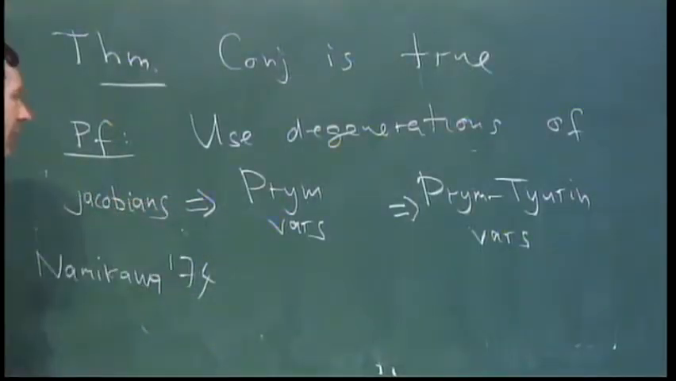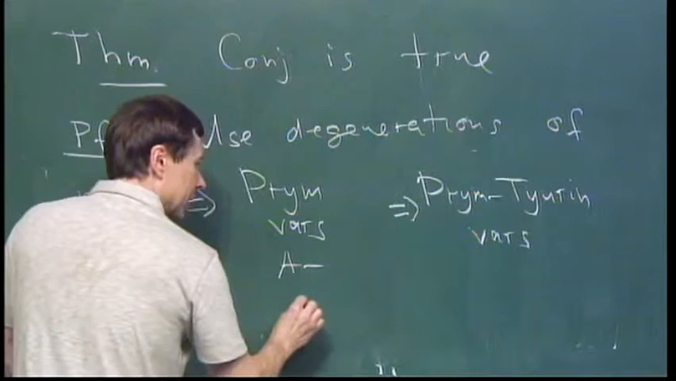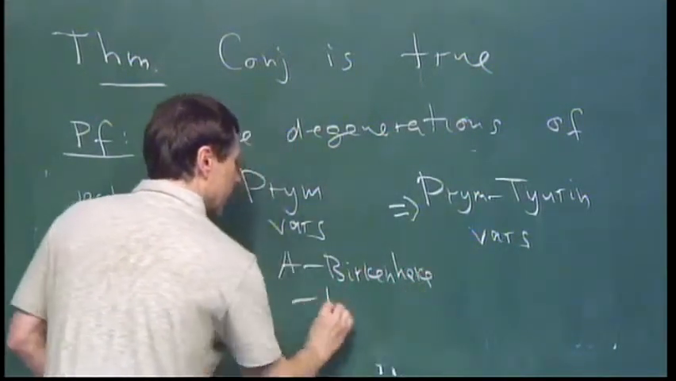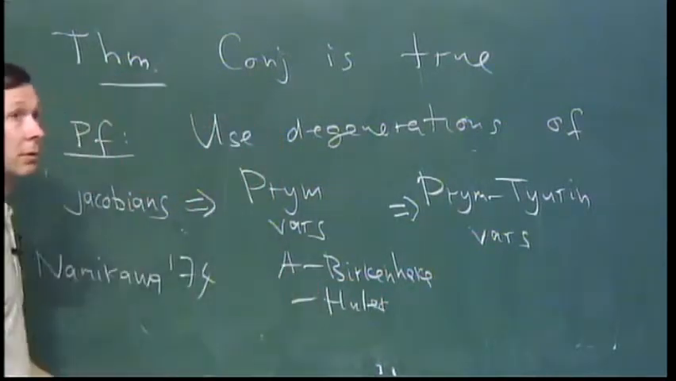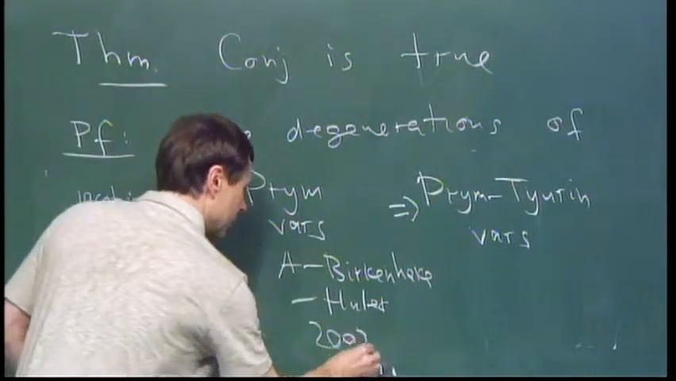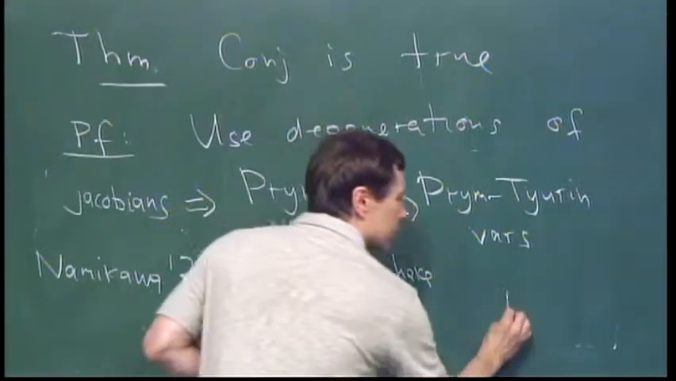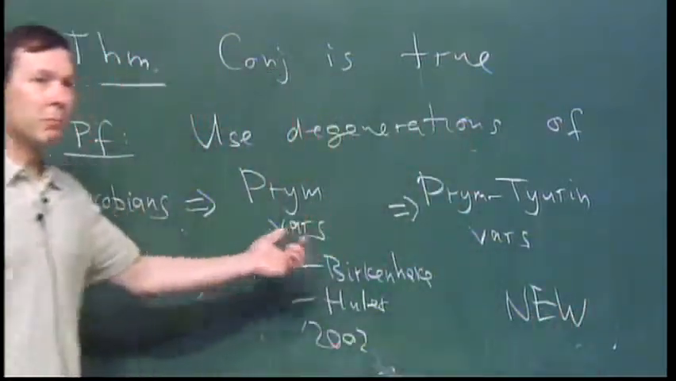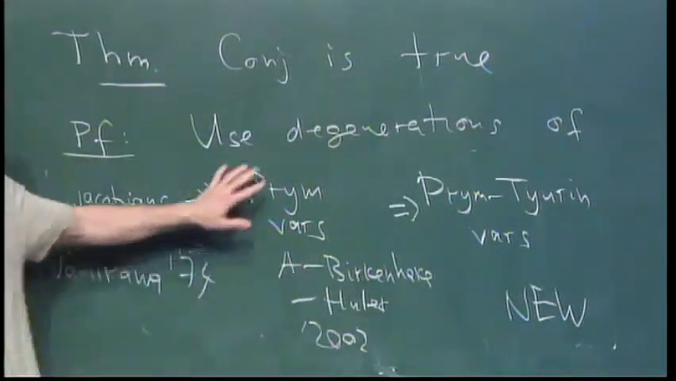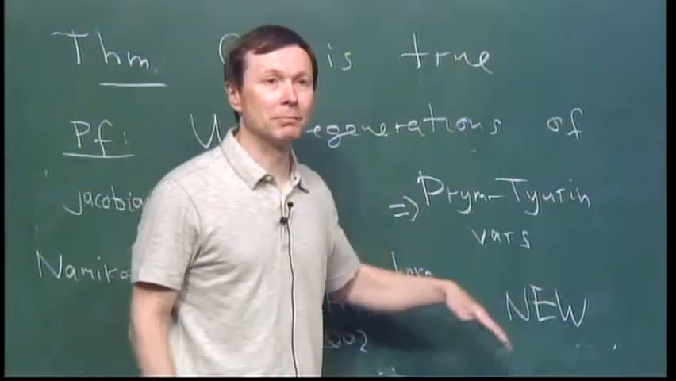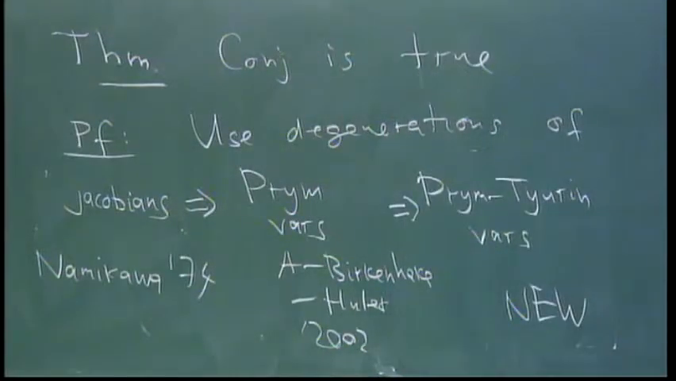And for Prym varieties, we did it with Birkenhake and Hulek. When did we do it? I don't remember. So maybe 2002, I don't remember. And so this part is new, right? But very much by analogy, so maybe not so new. So once you understand this case, then maybe this follows very easily. So let me go ahead and start with the Jacobians.